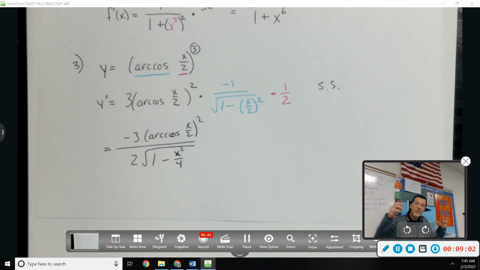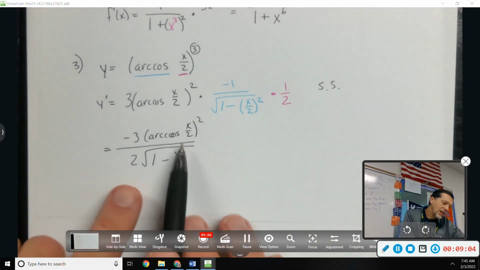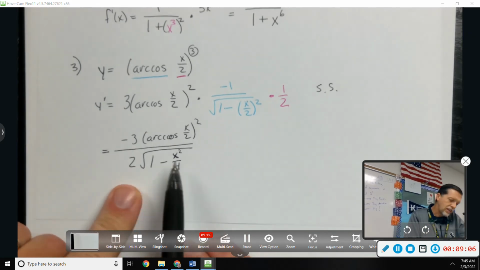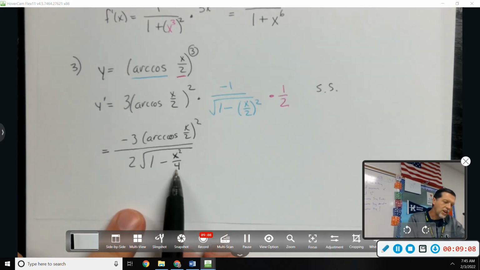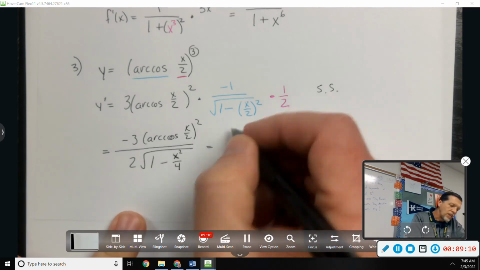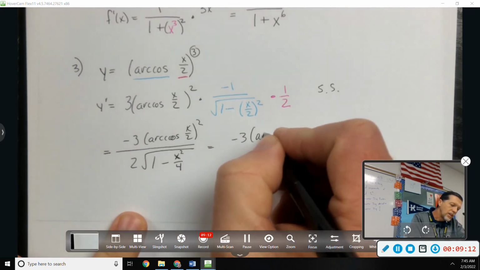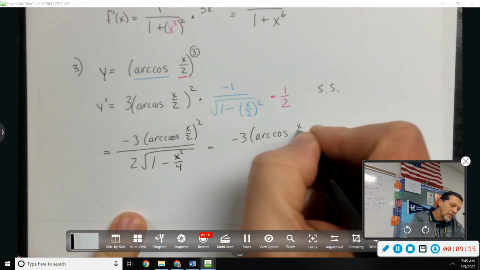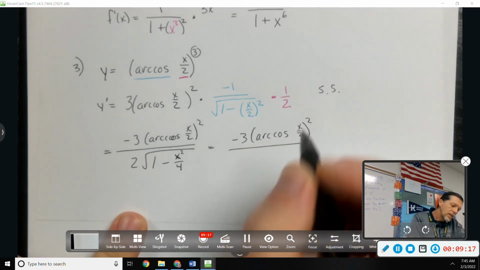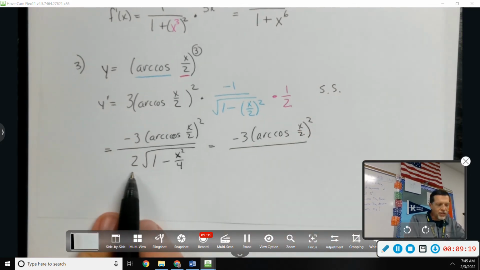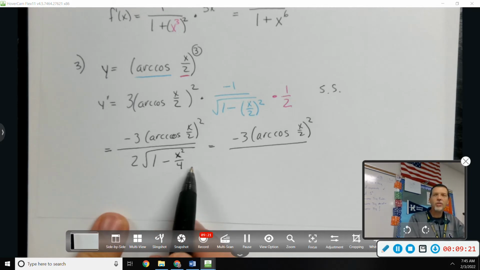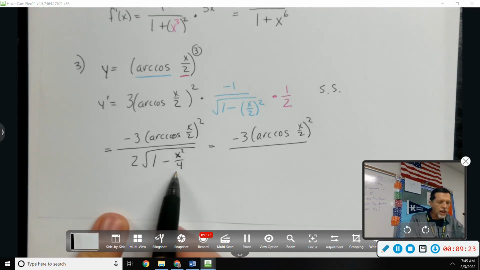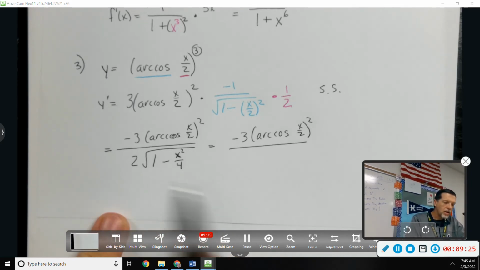But if we want the most condensed answer, this still isn't the most condensed answer because of that fraction in there. So, here's the trick that we're going to pull. Cosine x over 2 squared. I would like to multiply that 2 into that square root and let it cancel that 4 in the bottom.